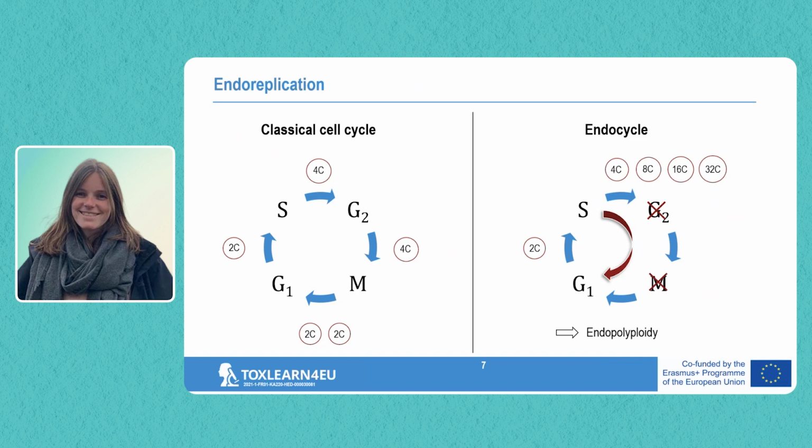And in Arabidopsis, so the model plant that I'm working with, these ploidy levels can reach up to 32C. And this process, or what it leads to, this enhanced DNA content, is what we call endopolyploidy. So for example, Arabidopsis, it's a diploid organism. It will stay a diploid organism, but some cells within this organism will have a higher DNA content, and that's what we call endopolyploidy.